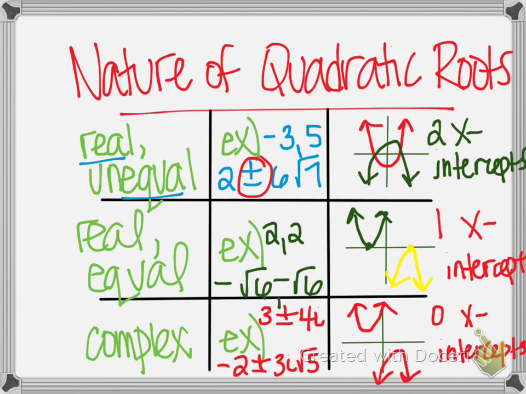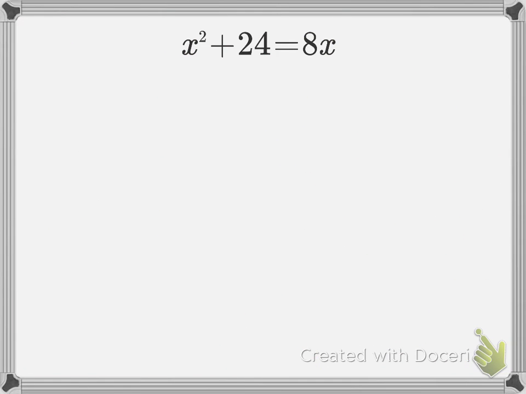Okay, so that's a basic summary of all the different kinds of roots you can get and what's reflected in their graph. When we say the nature of roots, we're talking about: are they real and unequal? Are they real and equal? Are they complex? Okay, now let's go ahead and actually complete the square, and then we can talk about how many x-intercepts those equations would have.